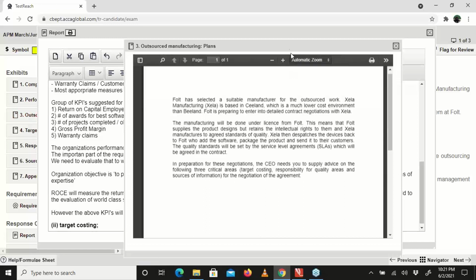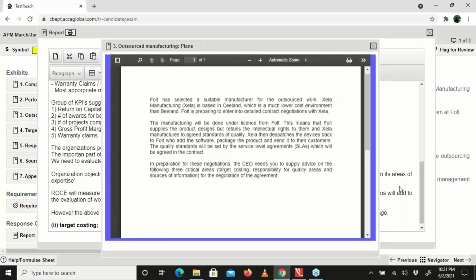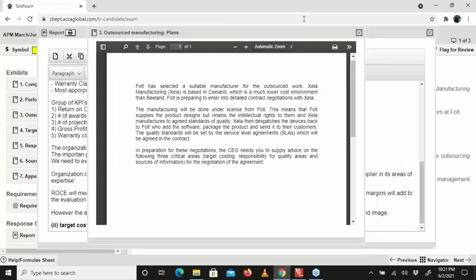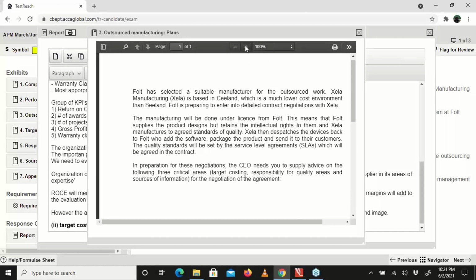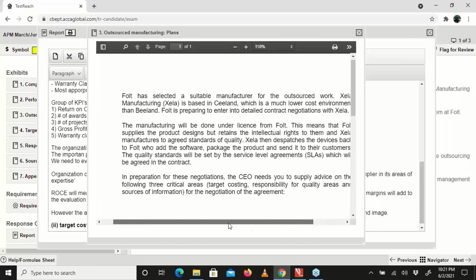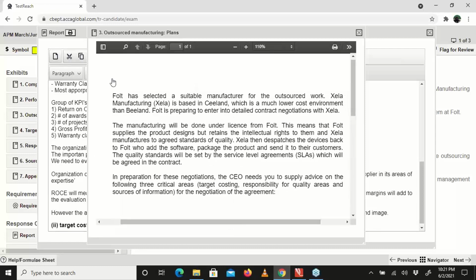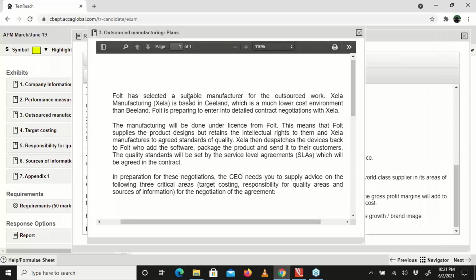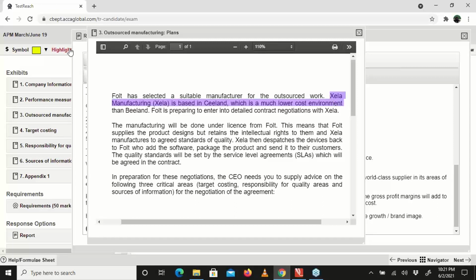There's something about outsourcing. Let's just read what he is saying. The examiner says that Fault has selected a suitable manufacturer for the outsourced work. Zella Manufacturing is based in Sealand, which is a much lower cost environment. So they are thinking of outsourcing and they've selected Zella Manufacturing.